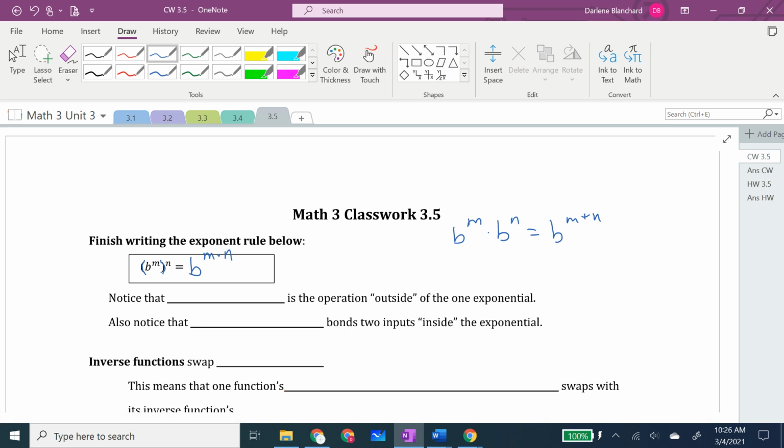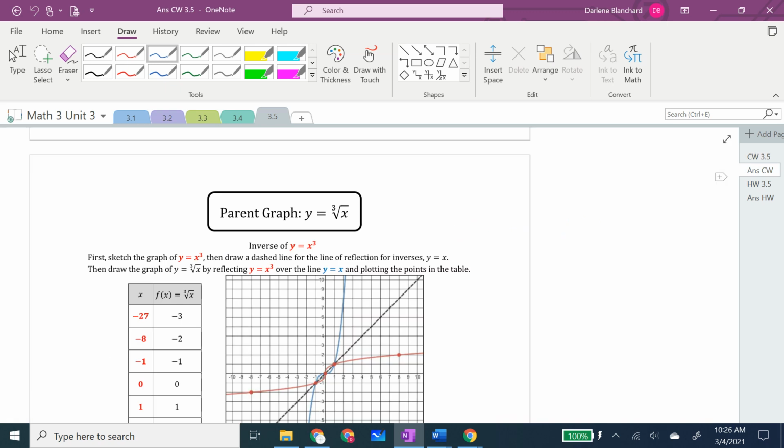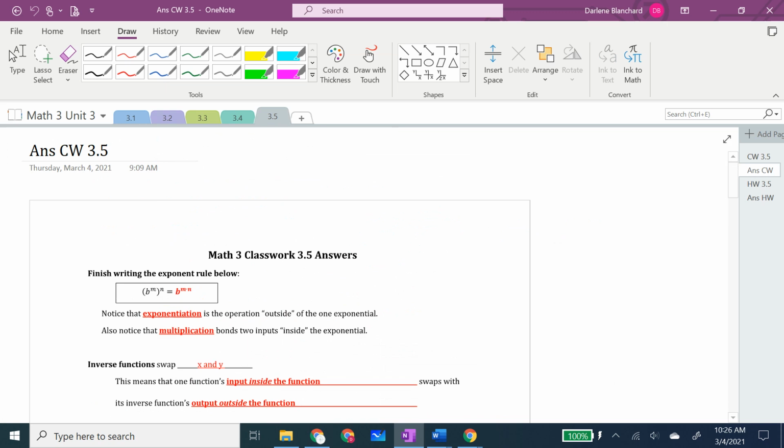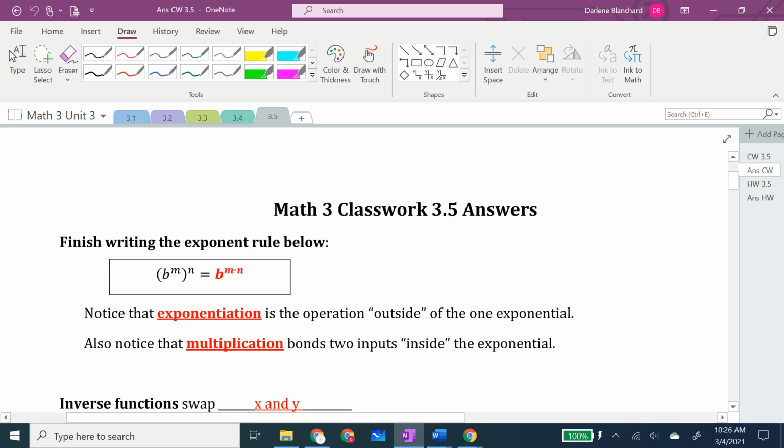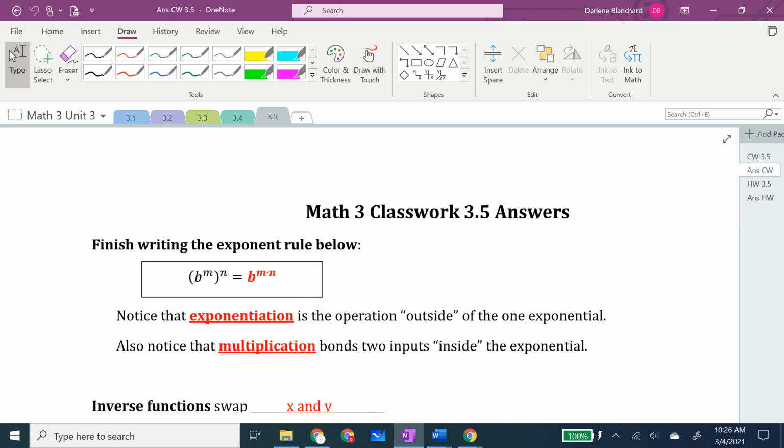Now, I'm going to go over to the answers because I have down there what I meant to say. So what I want you to notice is the exponentiation. Think of that as an operation where I have a particular base and I put an exponent on it. So I have b to the m. I am exponentiating the base b with an m.